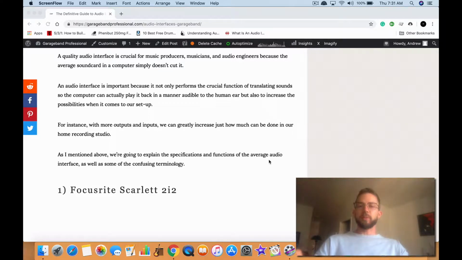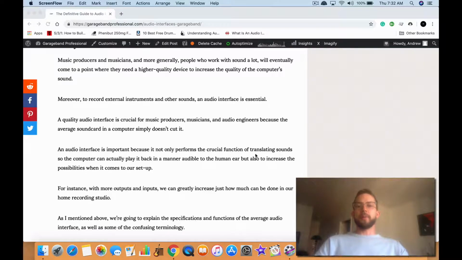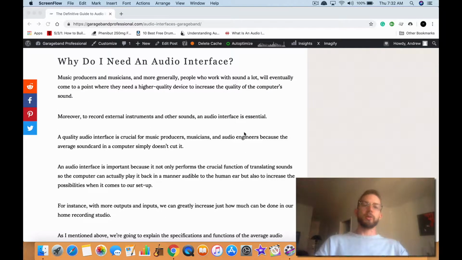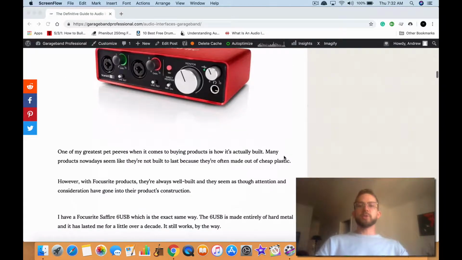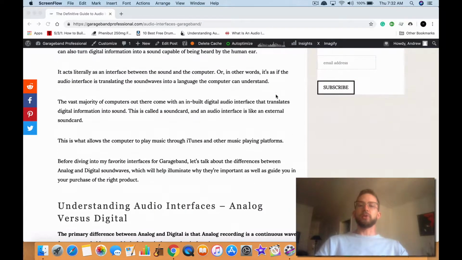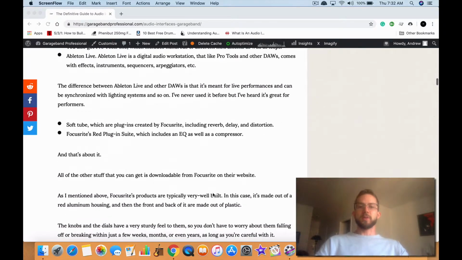As I said before, every computer comes with a sound card in it. That's what's allowing you to play iTunes and stuff. But if you're looking to produce music, you're going to need a better sound card than what the computer comes with. So that's why you purchase the audio interface. Anyway, I'm not going to bother with reviewing these products as I did in the article. I'm just going to illustrate some of the concepts.